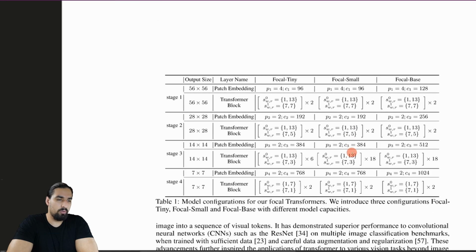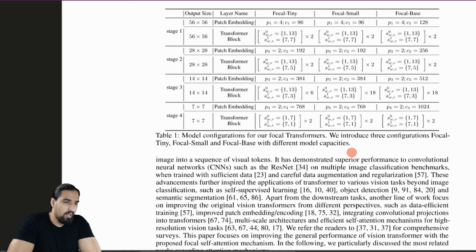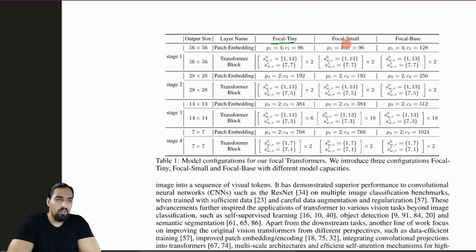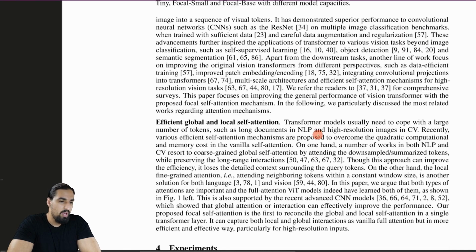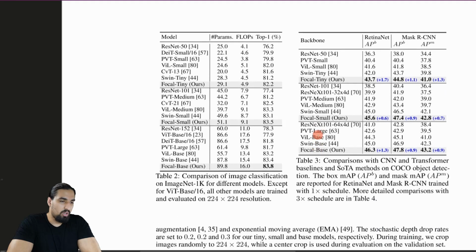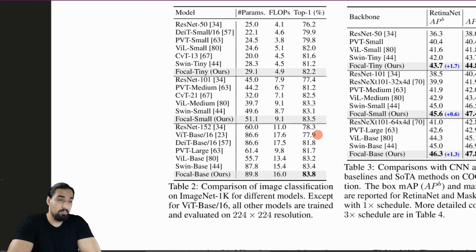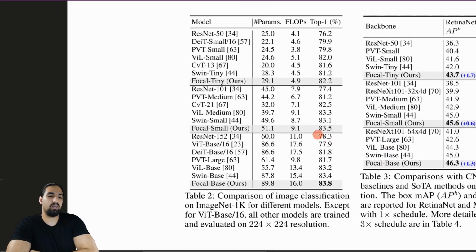Let me now focus on the actual results. Let's see what they got. So they have, again, this Focal-Tiny, Focal-Small, and Focal-Base. They tested 3 of these models, so this one is obviously the biggest one, and they have smaller ones. And what they report are some state-of-the-art results, but as we'll see, it's not that clear-cut. So if we focus on this number here, it's 83.8, and it's a bit bigger than Swin-Base, but the thing is, they also have more parameters. It's not a significant amount, but it's more.